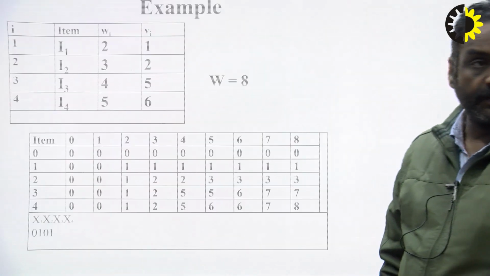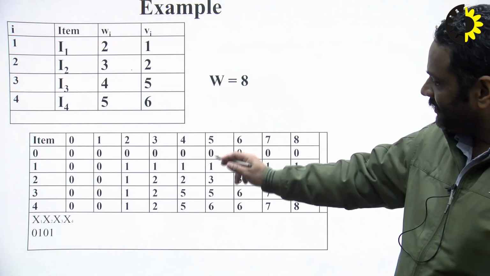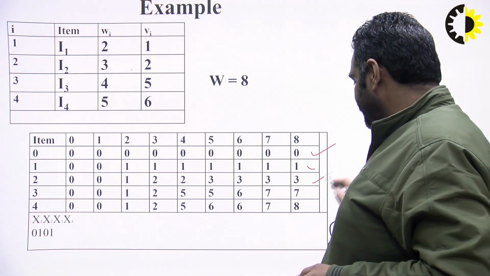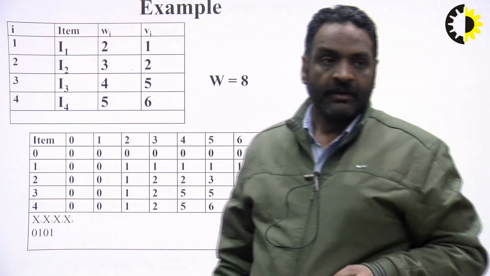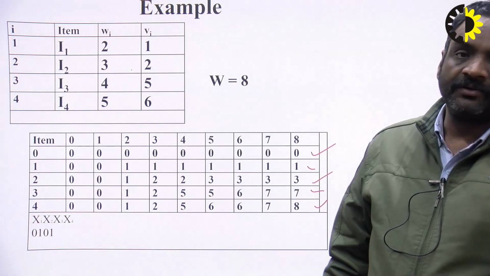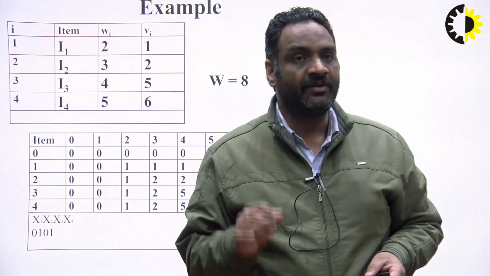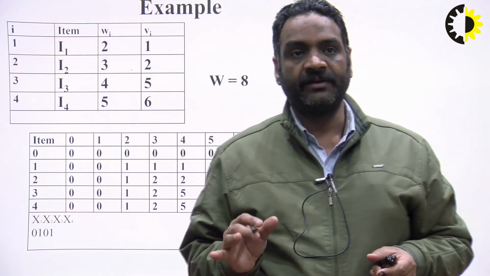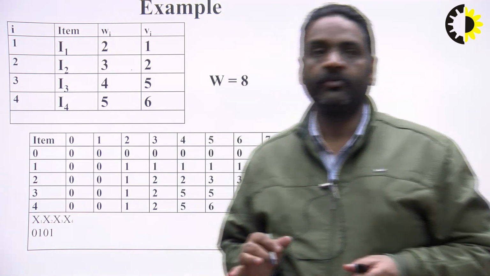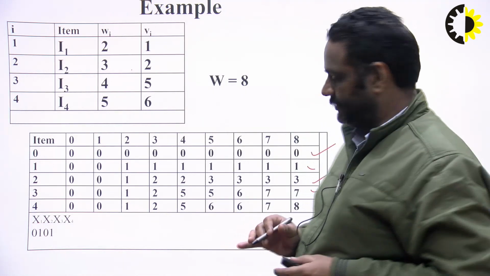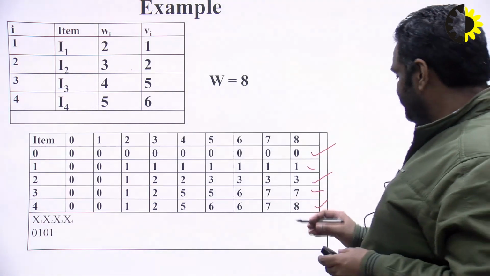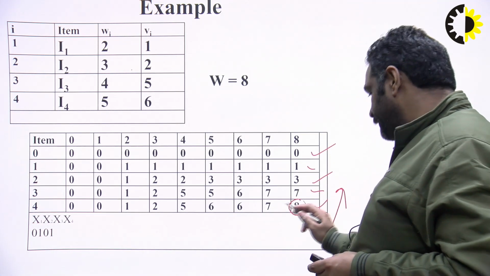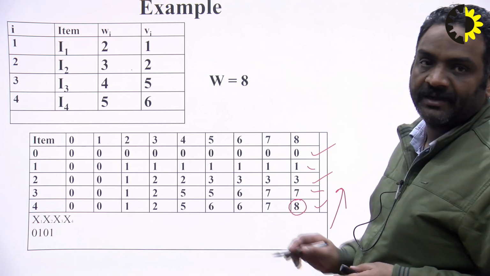So these are all the entries which we fill by means of this formula. Now we are going to find the solution. Solution is what? We need to identify those items that give the maximum result. After filling this matrix in the bottom up approach, we will find this entry. This is the last entry.